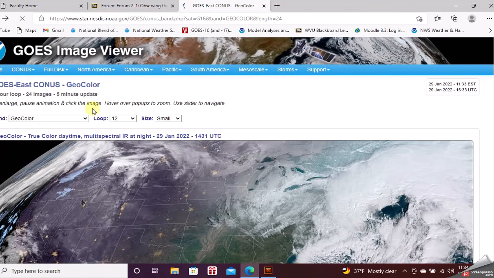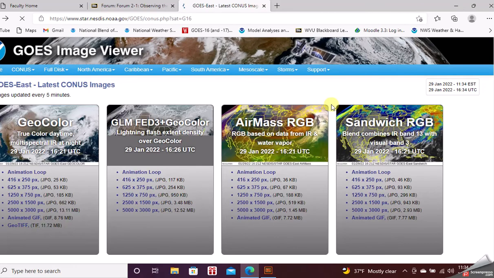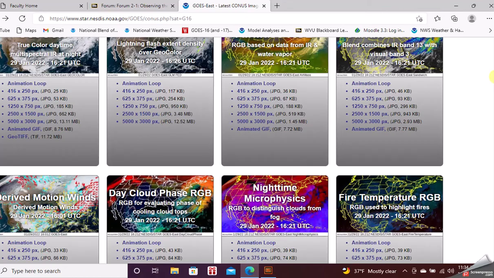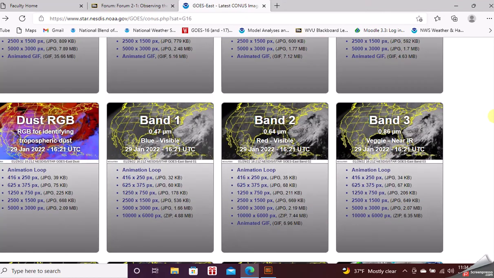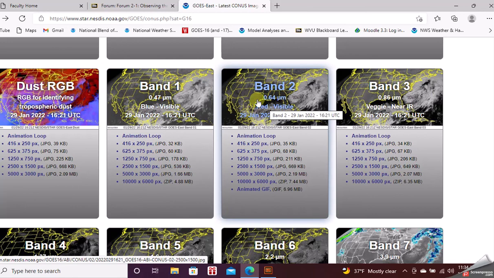But if I wanted to go to another curve, there are whole bunches of this infrared radiation here. We can look at water vapor. We can look at different cloud types. We can see dust in the atmosphere here. We can see different blue visible. We're looking towards the blue light here, or here's going to red light. Here's the vegetation, more infrared coming from that.